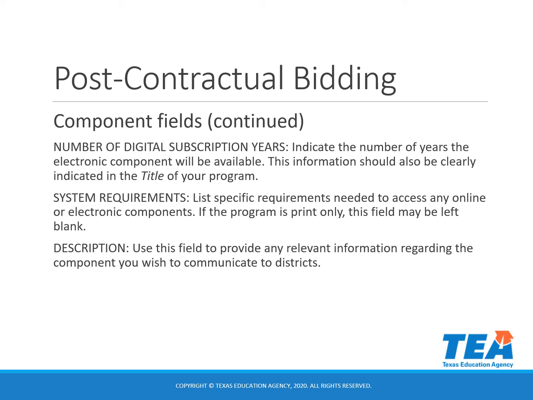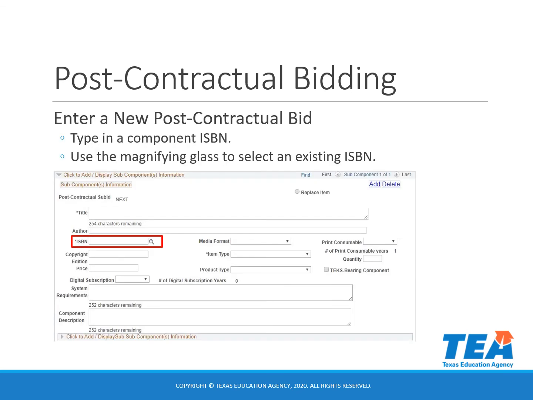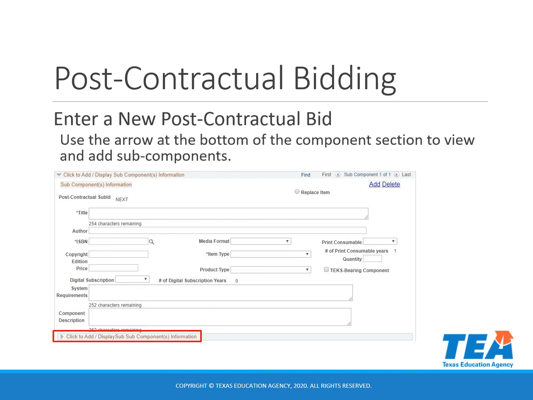And then in the description field, you will use this field to provide any relevant information regarding the component that you wish to communicate to districts. You will type in the ISBN of the new component into the component ISBN field. You may use the magnifying glass to select an existing component ISBN. You will use the arrow at the bottom of the component section to view and add subcomponents.